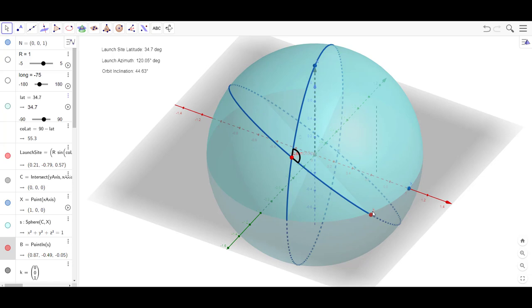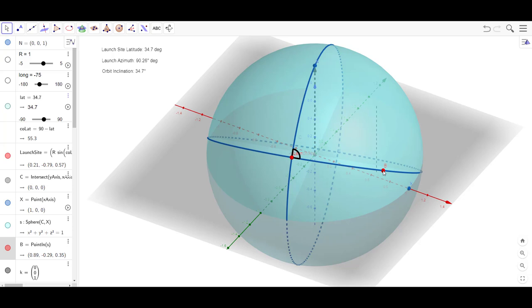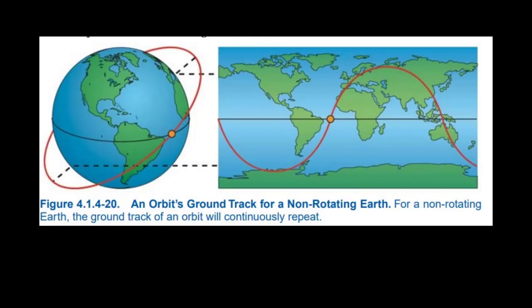To visualize why, imagine a satellite in orbit around a planet at some non-zero inclination. The minimum possible inclination occurs if the satellite passes over the launch site in a direction parallel to the equator, corresponding to the point where the satellite is farthest from the equatorial plane. If the satellite passes over the launch site in a direction not parallel to the equator, either increasing or decreasing in latitude, then the orbit inclination must be greater than the launch site latitude.